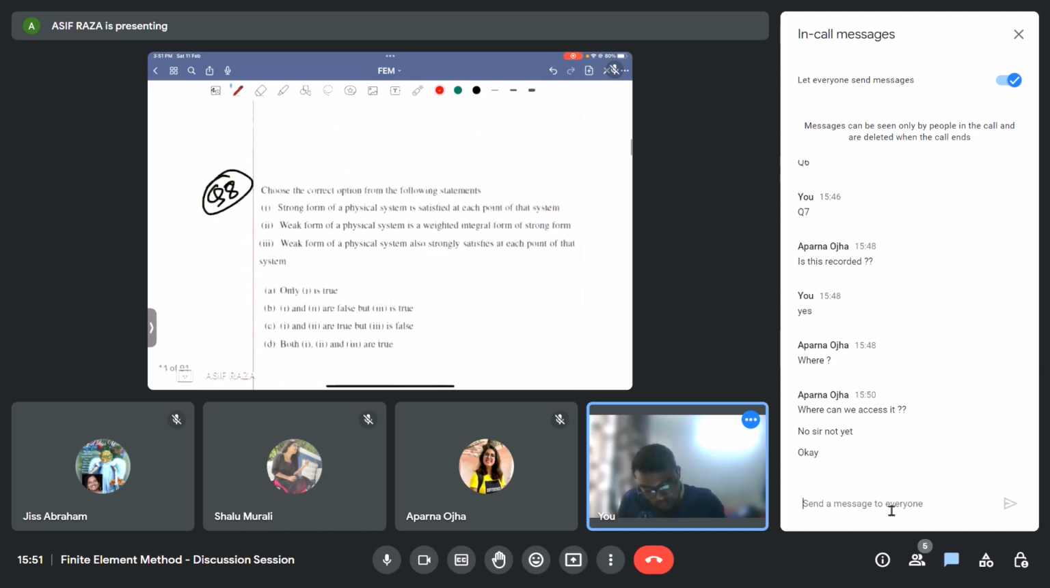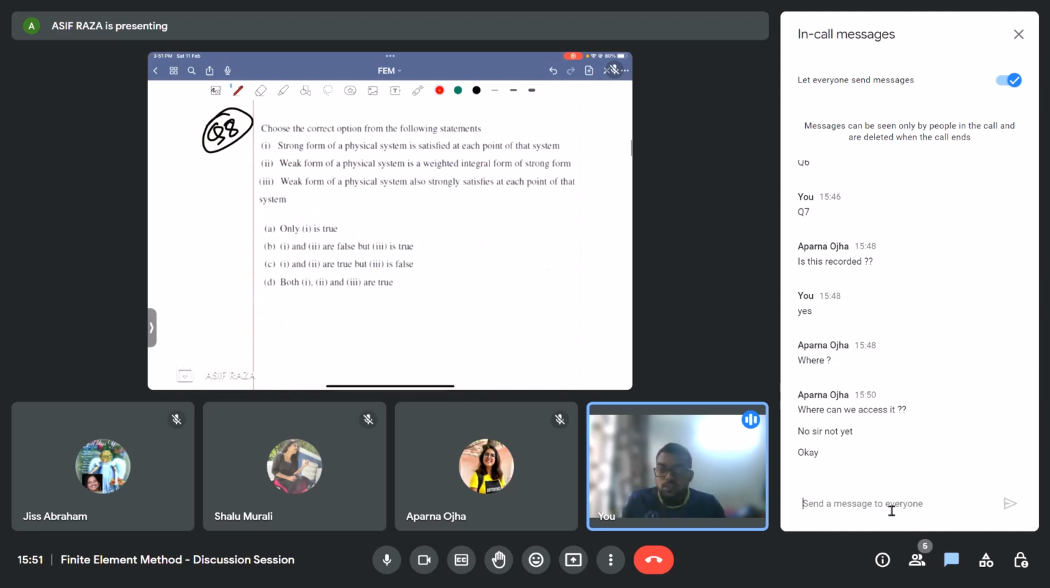Now let's move on to this 8th question. Choose the correct option from the following statements. First statement: strong form of a physical system is satisfied at each point of that system. Second: weak form of a physical system is a weighted integral form of strong form. Third: weak form of a physical system also strongly satisfies at each point of that system. So there are four options. Come on, answers please. Guesses.